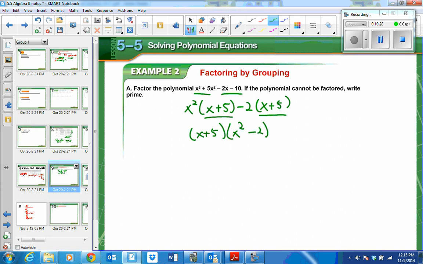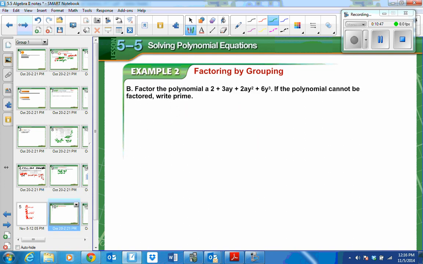Now you always want to check right now and say, can I factor this anymore? Because you have this binomial here that has a squared term. So you say, okay, I have two terms here. One's a squared term. Is it a difference of perfect cubes, a difference of perfect squares, or a sum of perfect cubes? And none of those work. So this is now factored fully.